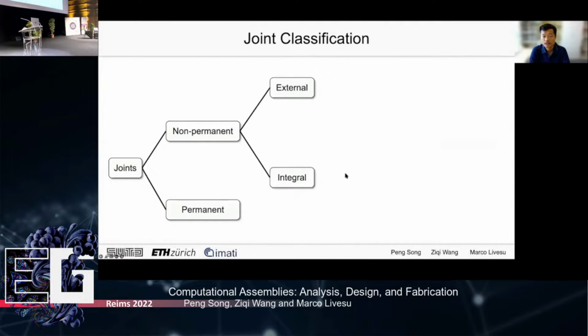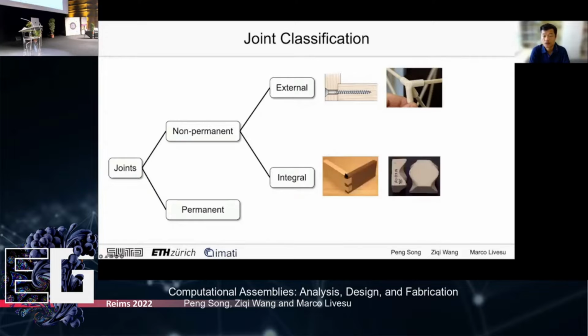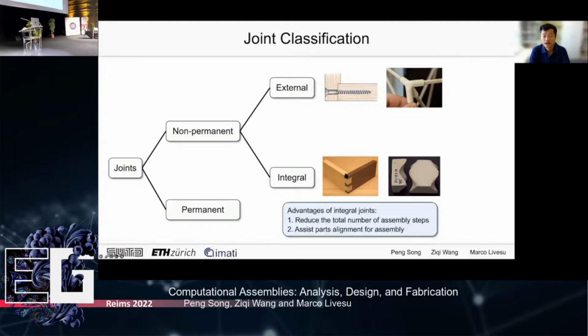Non-permanent joints can be classified as external joints and integral joints. Screws and 3D printable connectors are external joints. They are independent from the parts. Woodworking joints and curved contact joints are integral joints. Integral joints are a portion of parts, meaning that they are integrated with the parts. Integral joints can significantly simplify the assembly process by reducing the total number of assembly steps and assisting parts alignment.